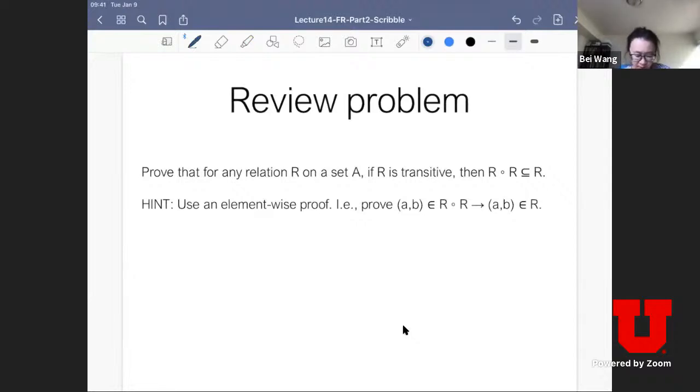if there's any relation R on a set A. So R again is a subset of A cross A. If R is transitive, then R composed with R is a subset of R. Okay. So again, what we could do is to review mathematically what is the definition of a composition, as we just saw.